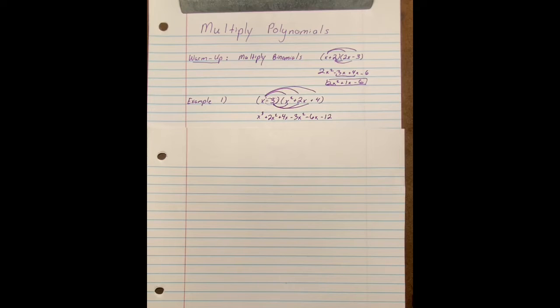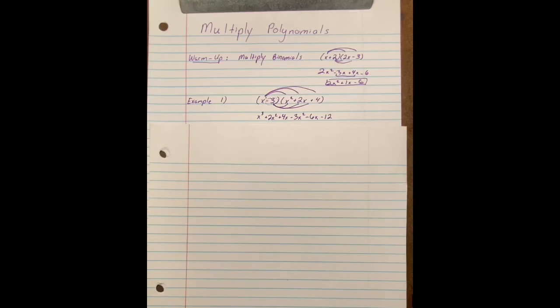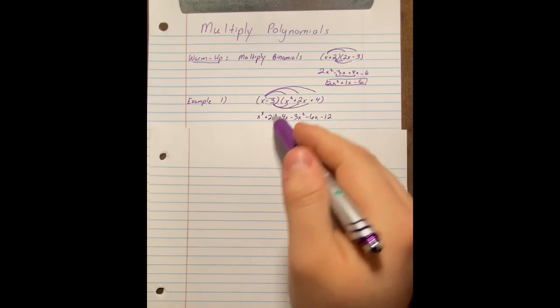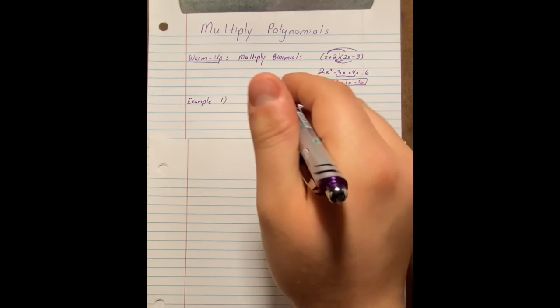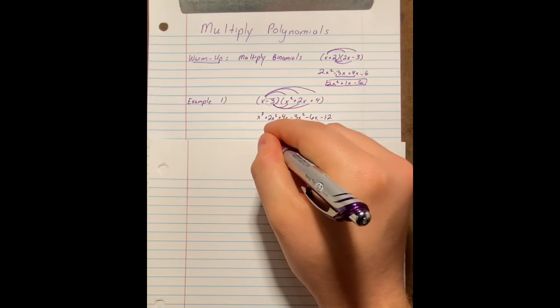I've got x to the third plus 2x squared plus 4x minus 3x squared minus 6x minus 12. And just like the last problem, the last thing we have to do is look for the like terms to combine. Well, there's more terms here, so we have to look a little more carefully. So first term is x cubed. I don't see any other x cubed, so I'm just going to bring that down.